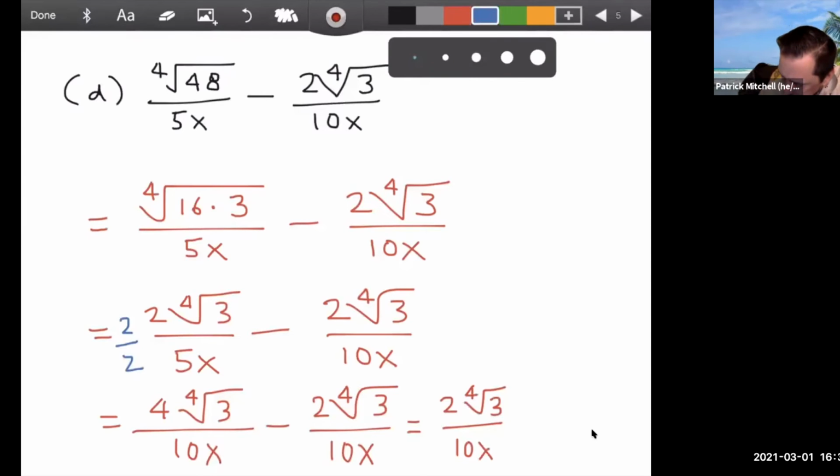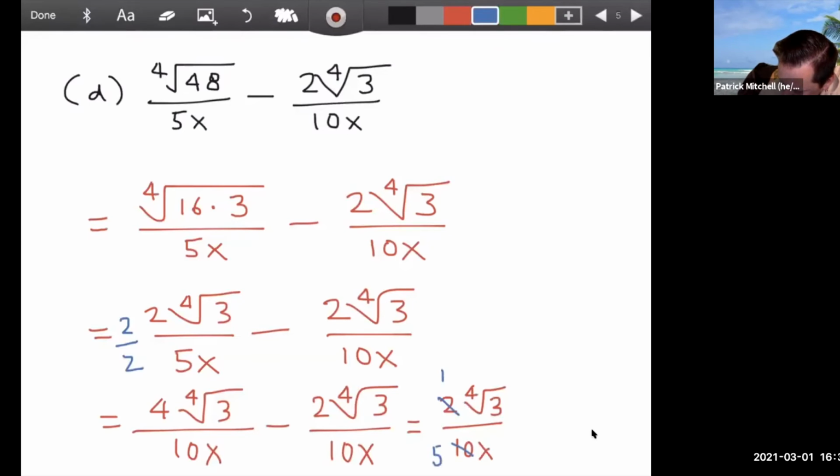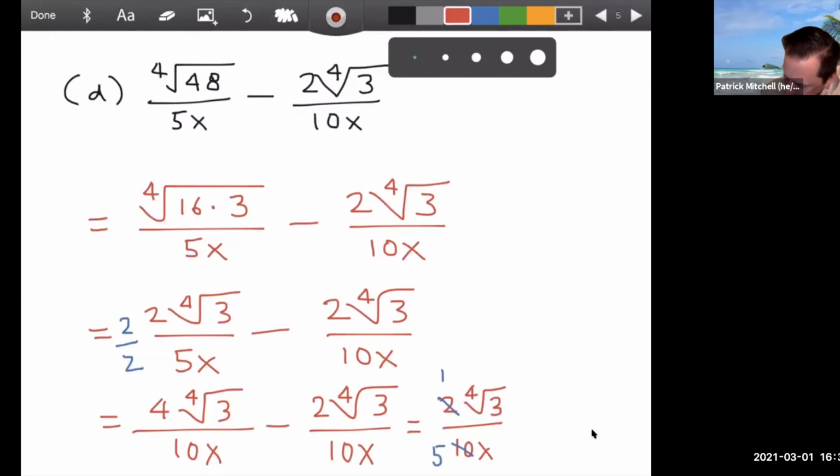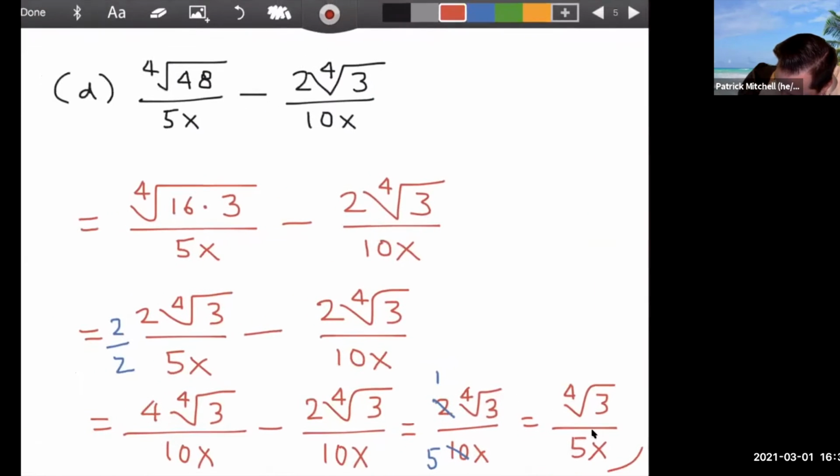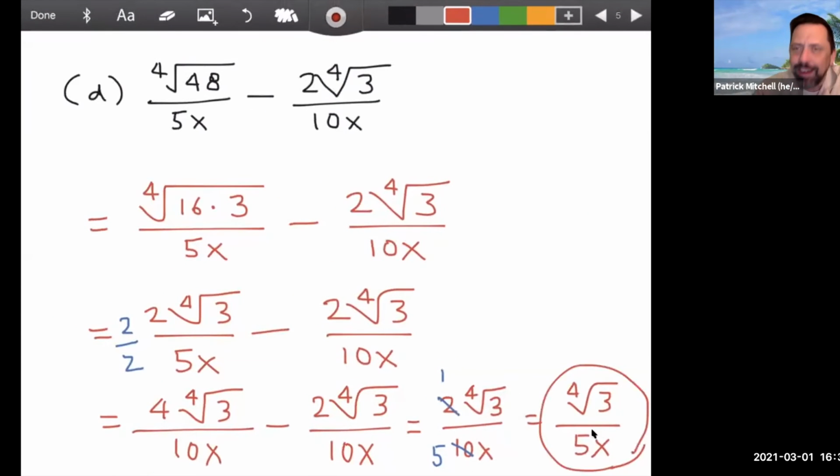So in the end, I end up having to simplify that fraction anyway, which will also not always happen. 2 divided by 2 is 1. 10 divided by 2 is 5. So the simplified form of this answer is the fourth root of 3 over 5x. And that'll take care of that example.